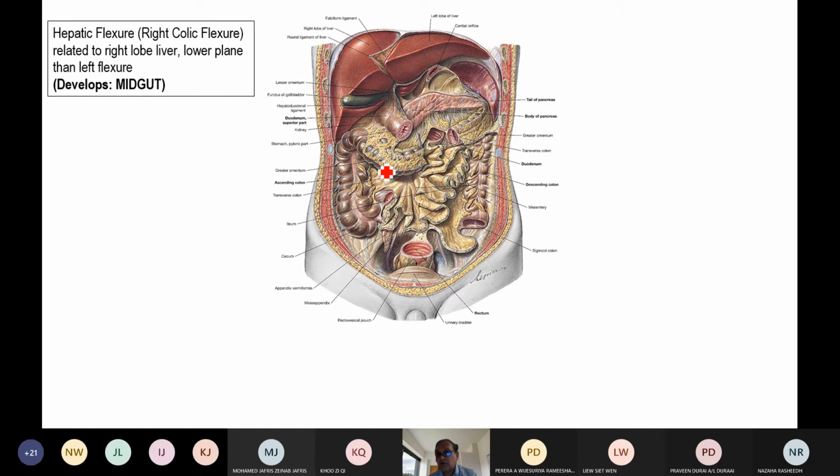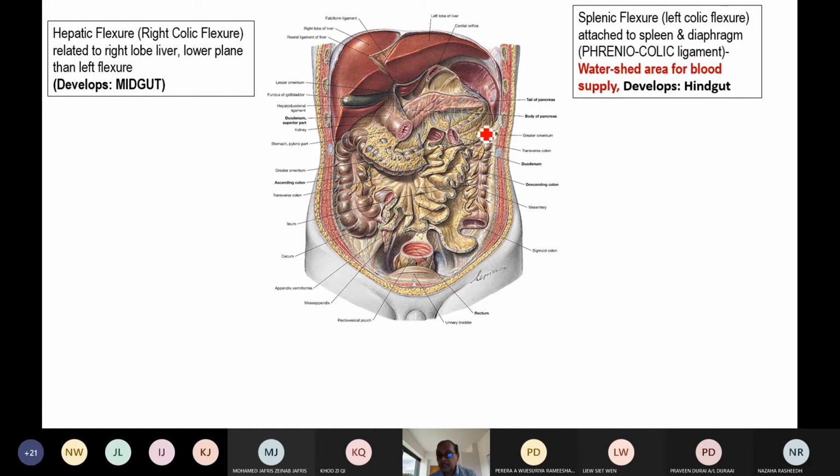And remember, this part is all from the midgut. Similarly, the left colic flexure is related to the spleen. And one of the important things about the left colic flexure is that it is most commonly attacked by ischemia. Why? There is an artery over this part, which is called the superior mesenteric artery. There is an artery over here, which is called the inferior mesenteric artery. The superior mesenteric artery is the artery of the midgut. The inferior mesenteric artery is the artery of the hindgut.